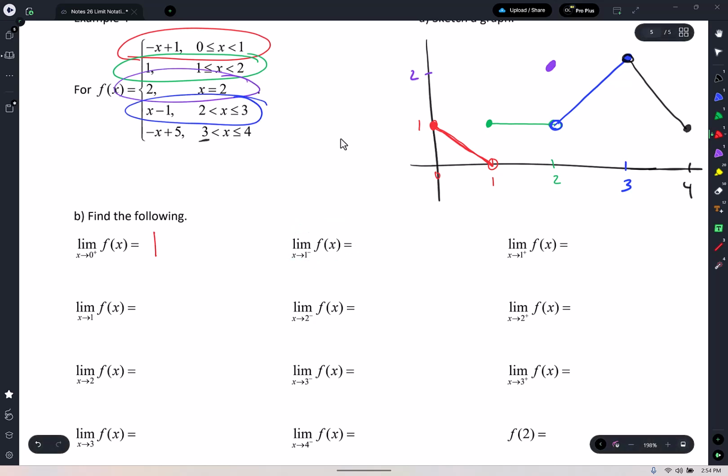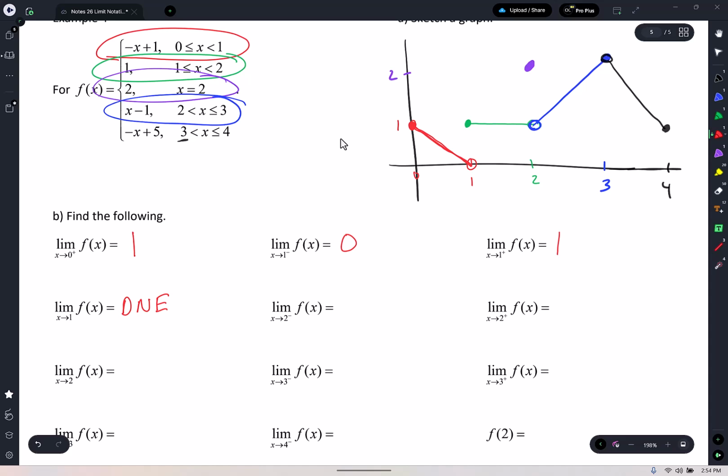Limit as x approaches 1 from the left. What is it? 0. You're looking at the y value, guys. The y value. Limit as x approaches 1 from the right. 1. Limit as x approaches 1. Does not exist. You guys are making up your own acronyms.